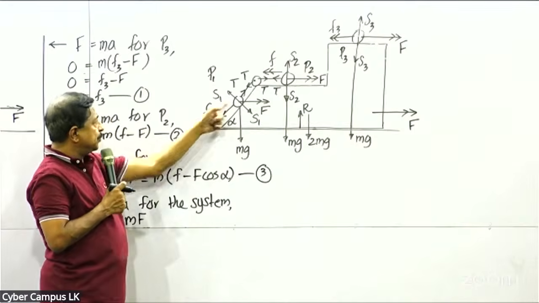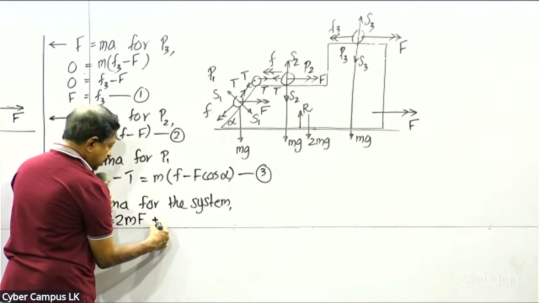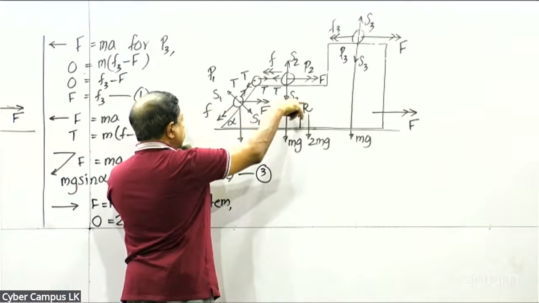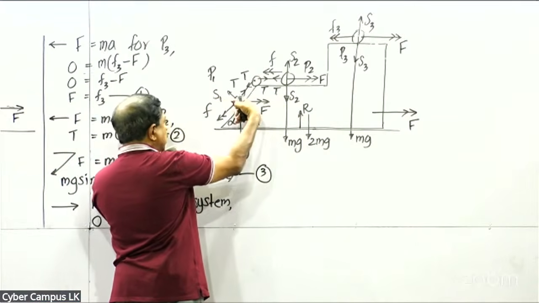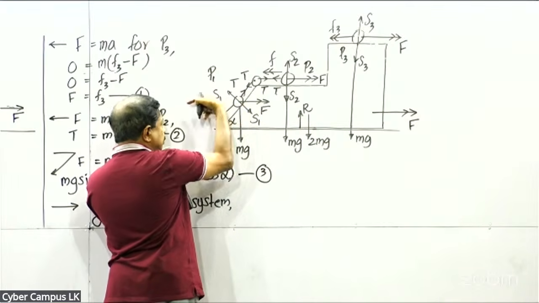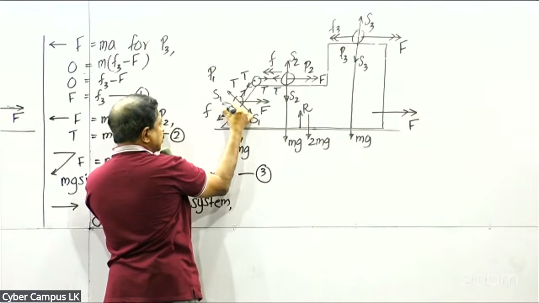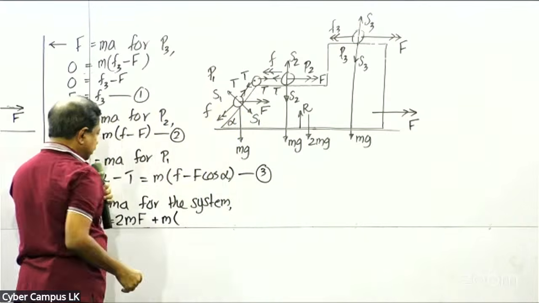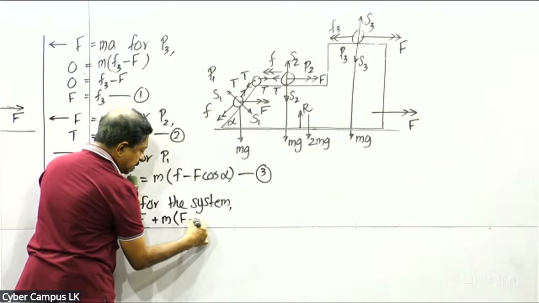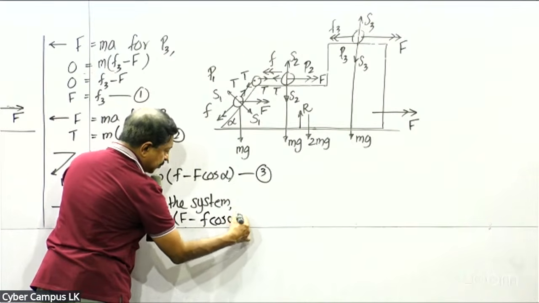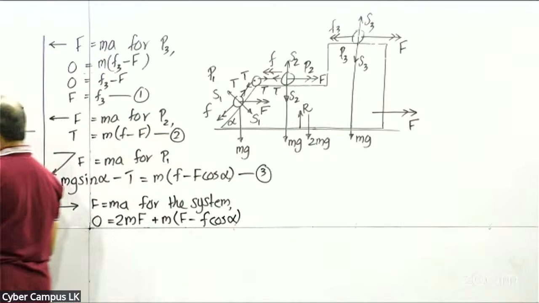Then we'll go for this P1. It's simply m times, this way, capital F minus f. This should be resolved. If you resolve it horizontally, it is f cos alpha, because this is alpha. Don't mess it up. It will be too complicated. Then simple F minus, capital F minus simple f cos alpha. You can see it from here.